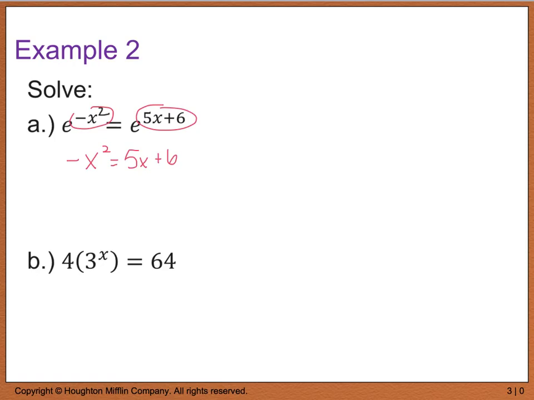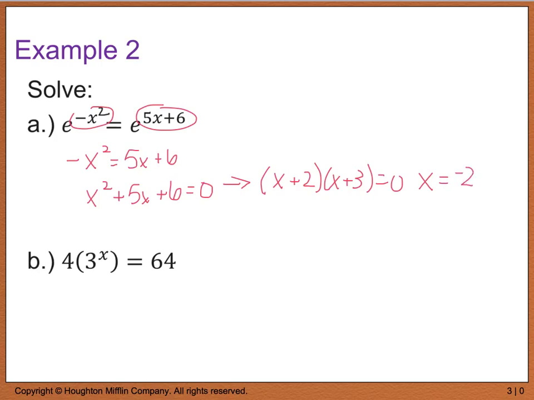So if I move my negative x squared over to the other side, I have x squared plus 5x plus 6 equals 0. Well, from there I can factor, and I have (x plus 2) times (x plus 3) equals 0, which then tells me that x equals negative 2 or negative 3.